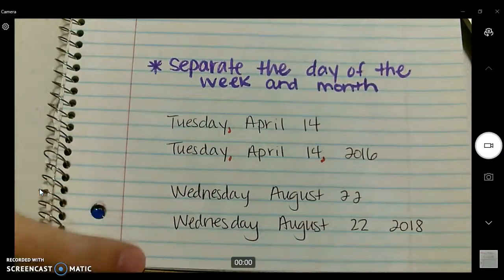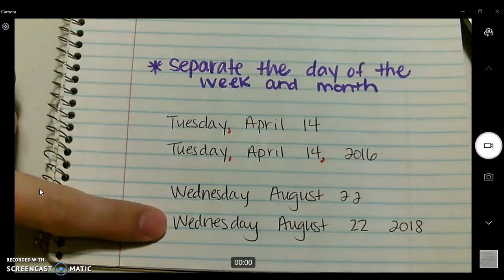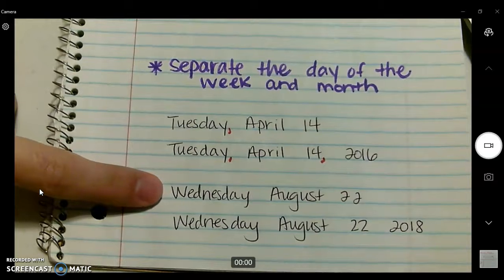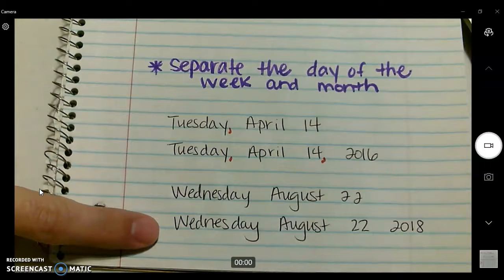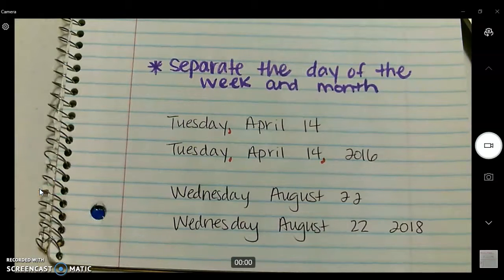Next, I want you to copy these two down on your piece of paper. This first one is the day that the twins were born. This next one is just more specific, and it tells you the year they were also born. Go ahead and pause your video and copy them down correctly, and then press play to check your work.